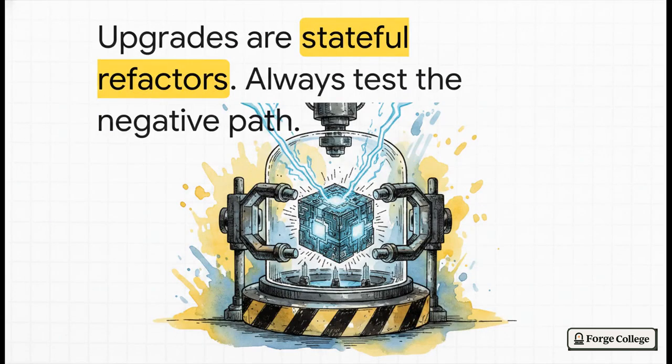So the really big takeaway here, you've got to treat upgrades as stateful refactors. Changing the code isn't enough, you are fundamentally changing the state. This means you must always test the state transition path with positive cases and, crucially, negative cases. You have to break it in testing so it doesn't break in reality.